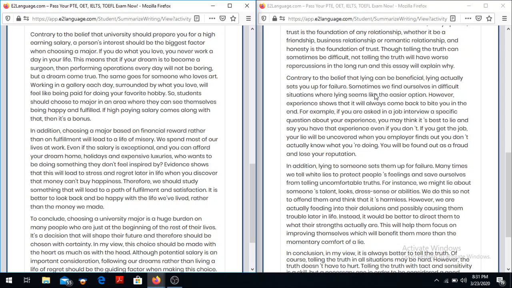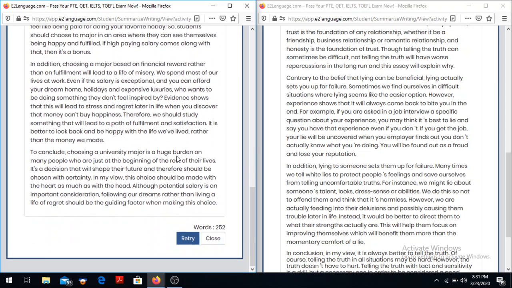However, we are actually feeding into their delusion and possibly causing them trouble later in life. Instead, it would be better to direct them to what their strengths actually are. This will help them focus on improving themselves, which will benefit them more than the momentary comfort of a lie.